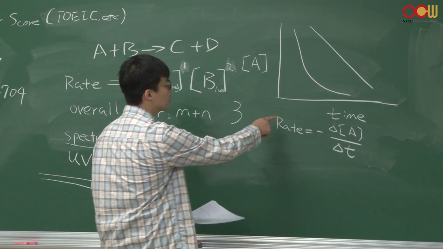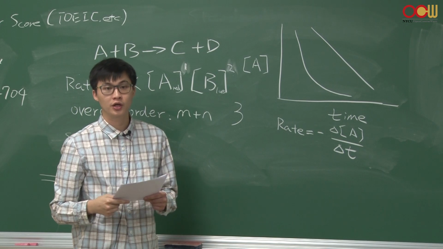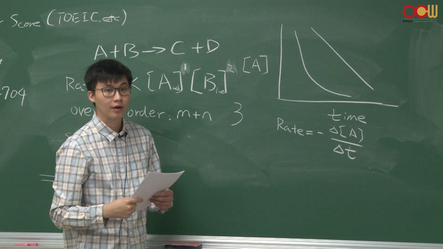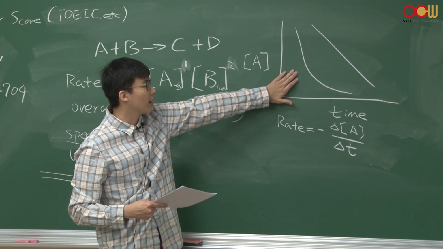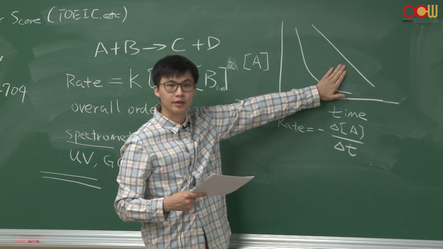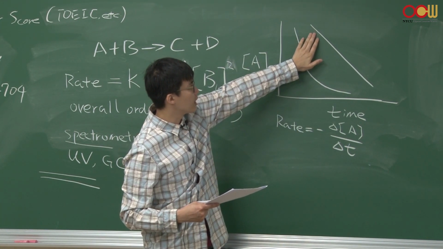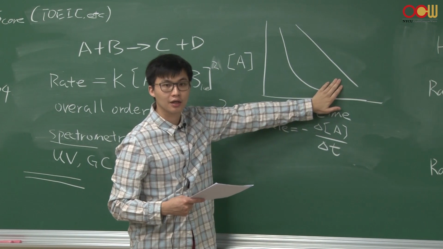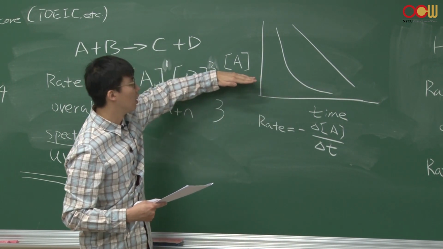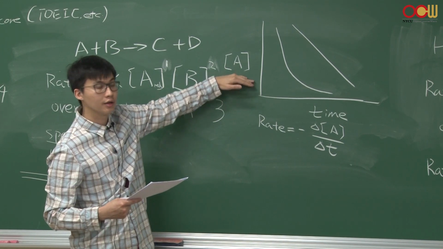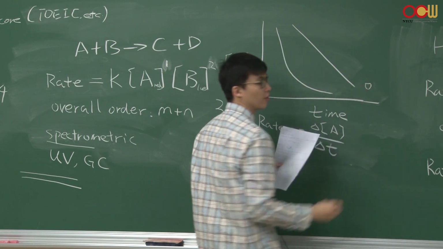So let's go back to this plot. We monitor the change in reagent concentration over time, right? I mentioned most reactions will look like this, but in some cases it may look like this. This shows you that it's decreasing, but the rate is constant throughout the reaction, independent of your concentration. So this will be a typical plot for a zero order reaction.